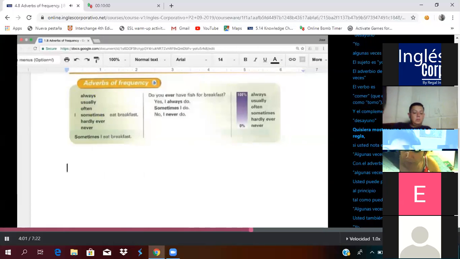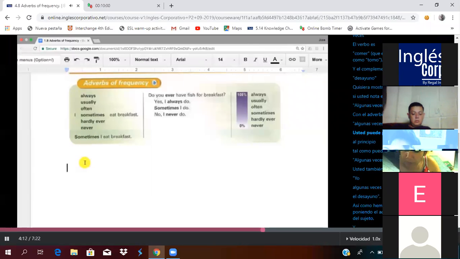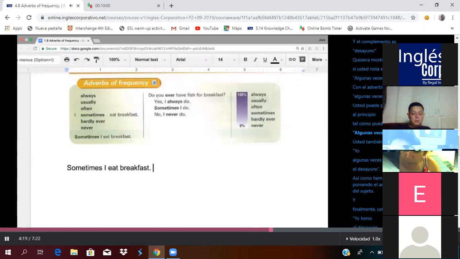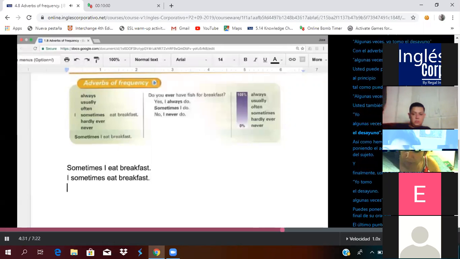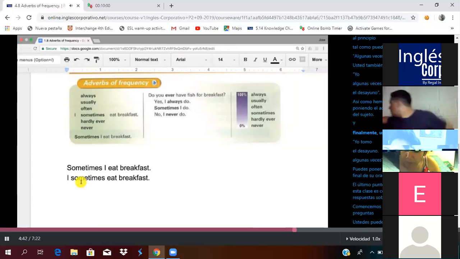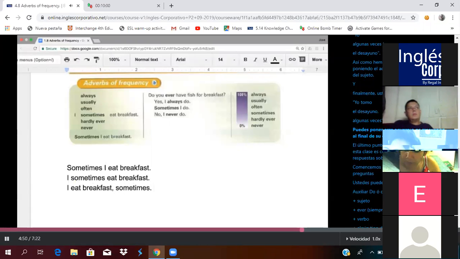I would like to show an exception to this rule. If you notice the example, sometimes I eat breakfast. With the adverb of frequency, sometimes, you may put that at the beginning, just like you see on the example. Sometimes I eat breakfast. You may also say, I sometimes eat breakfast. Just like we've learned in this class by putting the adverb of frequency after the subject. And finally, you may say the following. I eat breakfast sometimes. You can put the adverb of frequency at the end of your sentence.